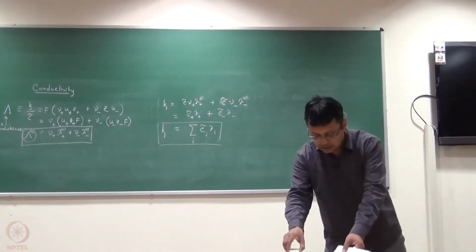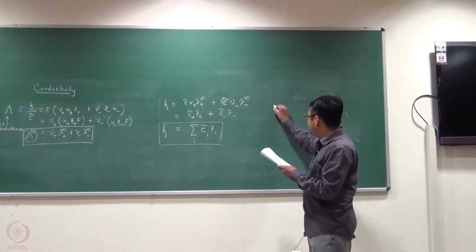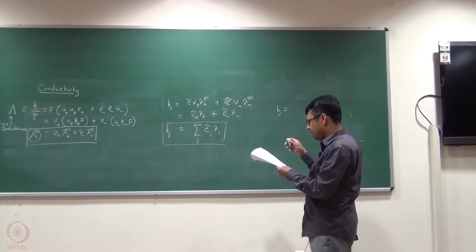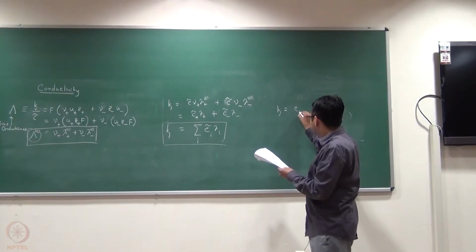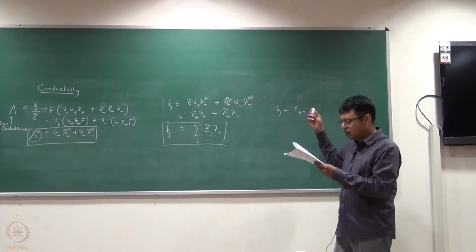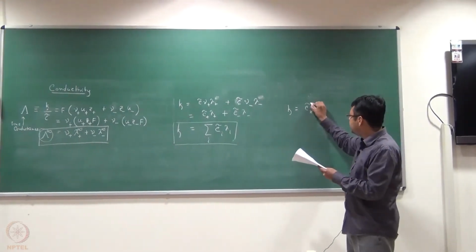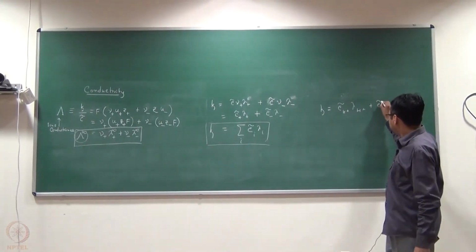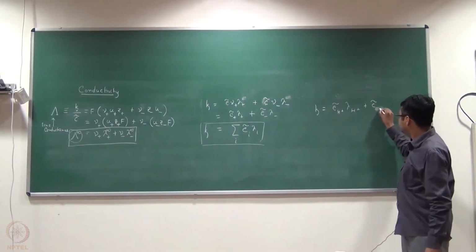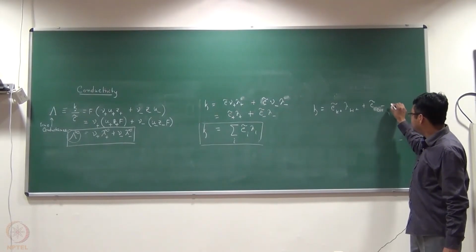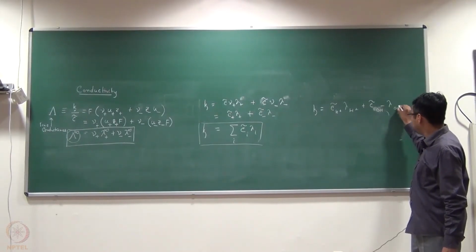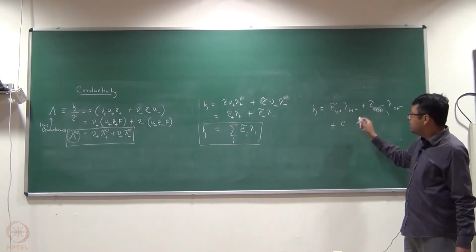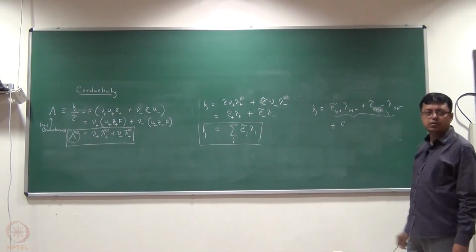What I'm trying to say here is that if I have anything like KCl or NaCl, I have to actually write it as something like this: lambda H plus and then OH minus, lambda OH minus. Then I will have the cation and anion also. But this part actually I cannot ignore.